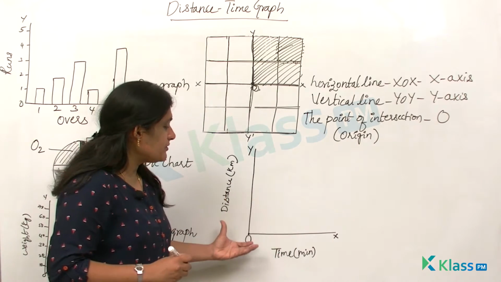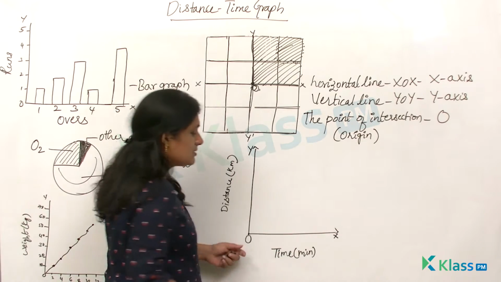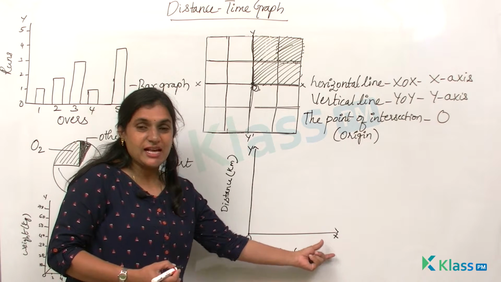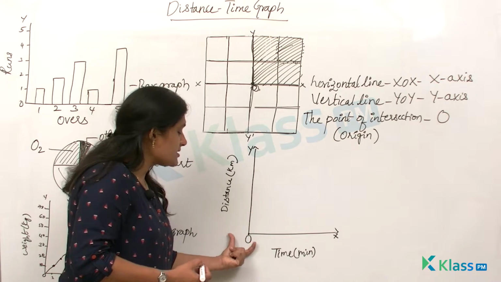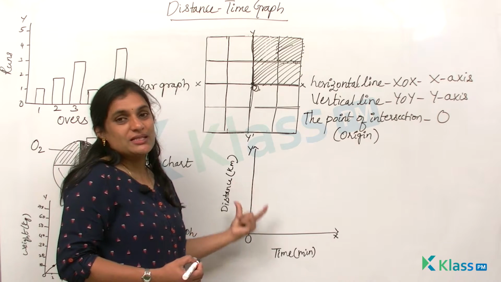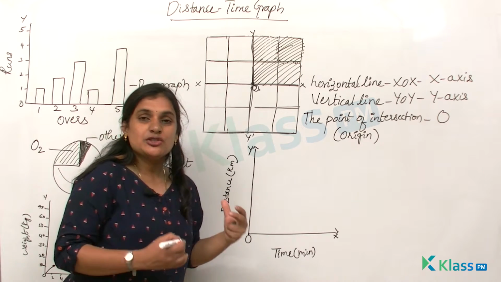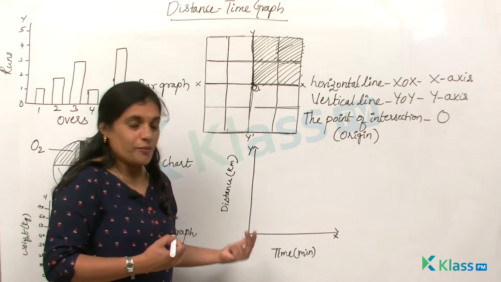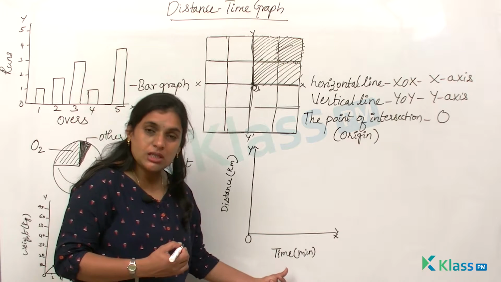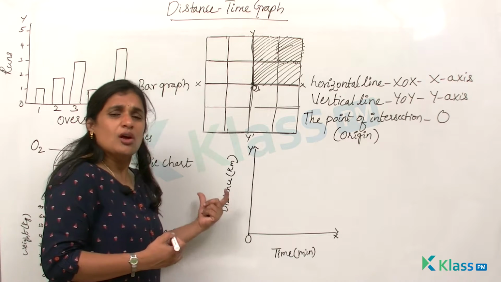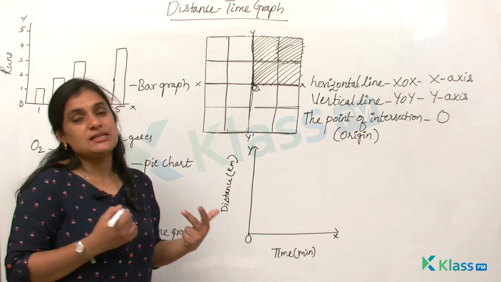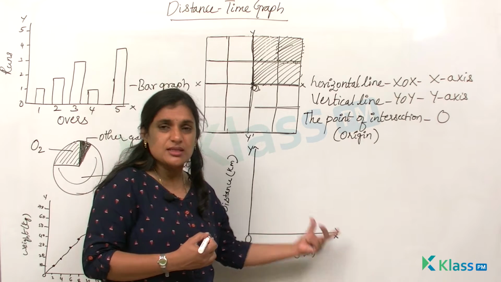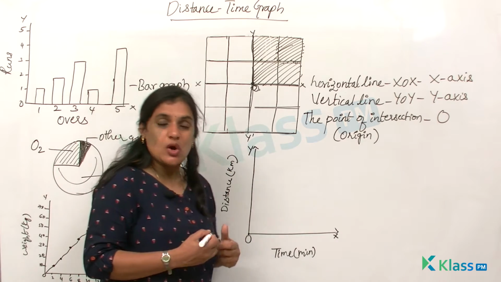So what you have done is you have taken a graph sheet, marked the point of intersection origin as O, marked the X axis as OX, and marked the Y axis as OY. Then according to the numerical given, or according to the plot you have to draw, decide what is to be taken on the X axis and what on the Y axis. As we are talking about the distance and time graph, let us take time in minutes on X axis and distance in kilometers on Y axis.